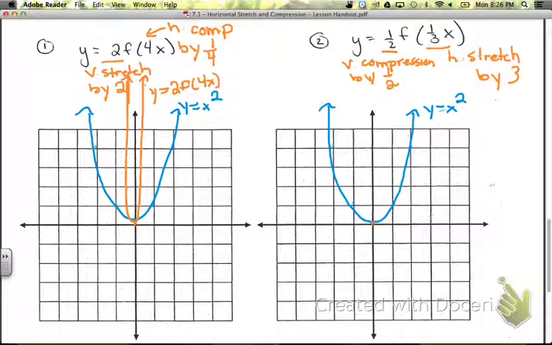And those points, it's like a mirror across our y-axis, are going to exist on the left-hand side. So negative 3, 1/2 and negative 6, 2. So this one here, as you notice, is going to be very fat, stretched very long horizontally here, and this is our y equals 1/2 f at 1/3 x.